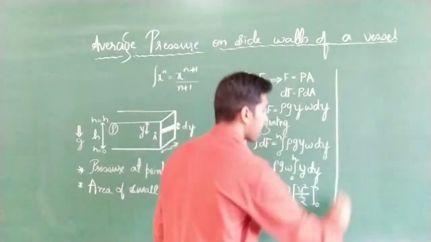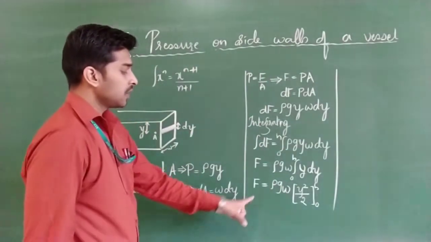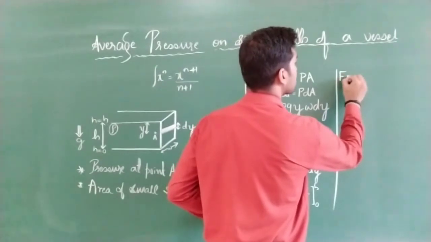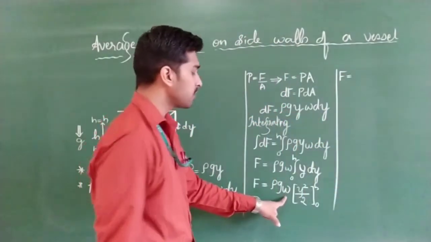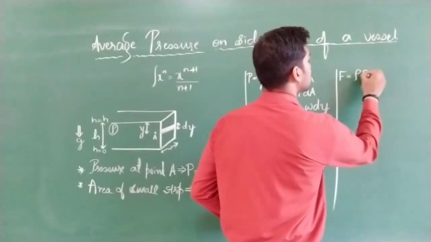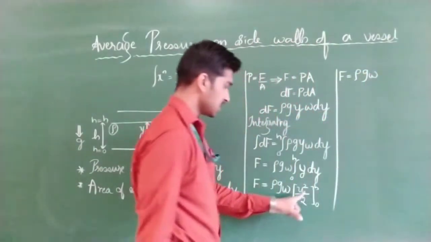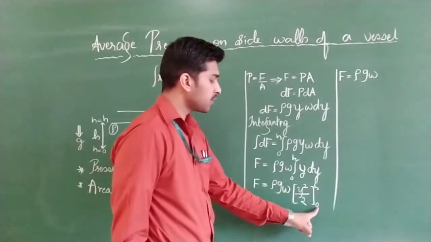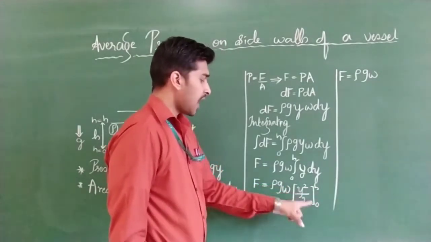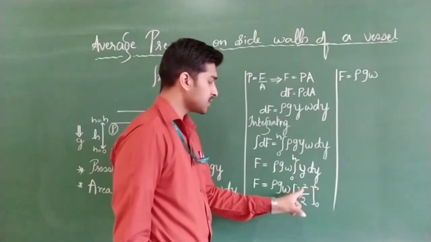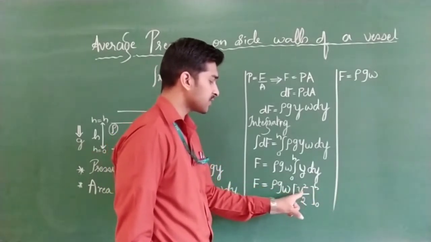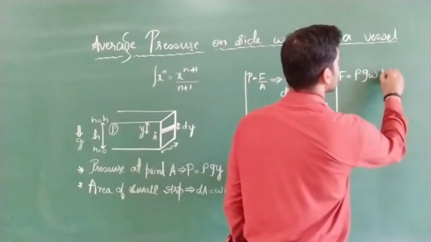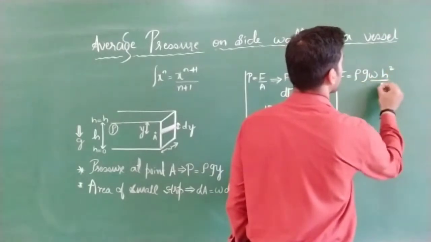Clear? So now the next step: we are calculating force. Let us complete this. F is equal to rho g w as it is. In place of y, first we substitute the upper limit, next the lower limit. The lower limit is 0, so just leave it. With h as the upper limit, substituting in place of y square we get h square, divided by 2 as it is. So here I can write h square divided by 2.